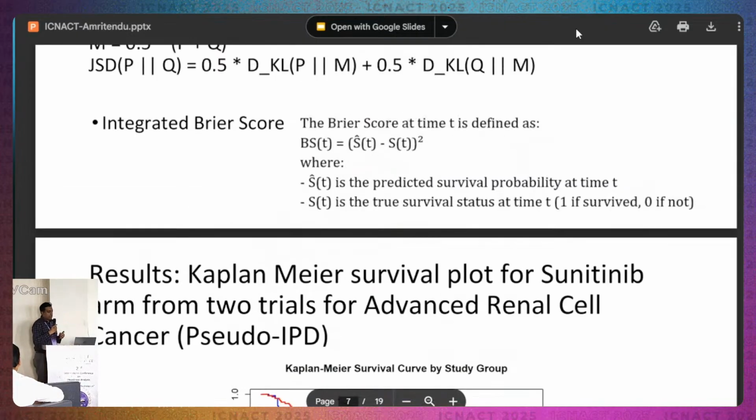So we have found an alternative metric that is based on the Brier score, which essentially checks the similarity of the survival at a given time point. That would work better for a time-to-event data set.